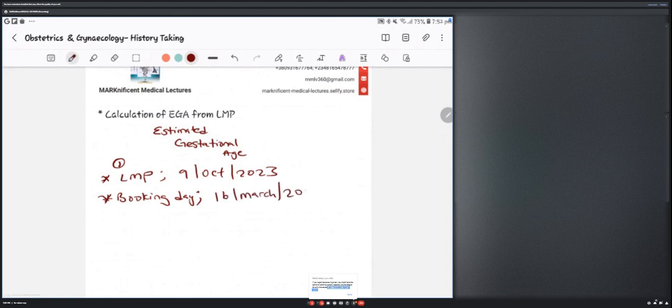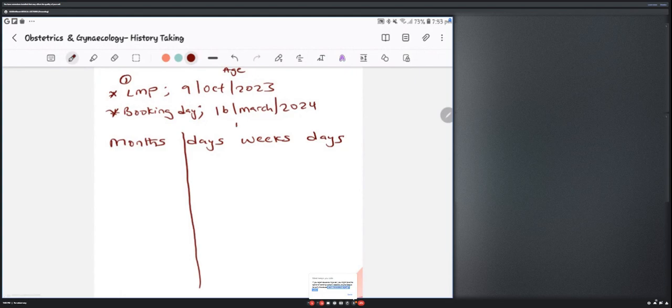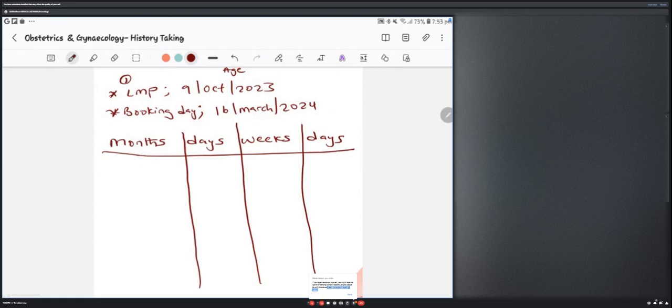Yes, I'll make reference to this 16th March. So the first thing you're going to do, follow carefully like I said, so you don't miss anything, is draw a table and write months, days, weeks, and then days. Okay, this way. Now, months, days, weeks, and days.